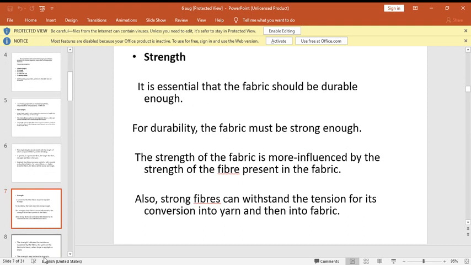And strength is an essential property for durability. The fabric must be strong enough. The strength of the fabric is more influenced by the strength of the fiber present in the fabric. Also, strong fibers can withstand the tension for their conversion into yarn and then into fabric.